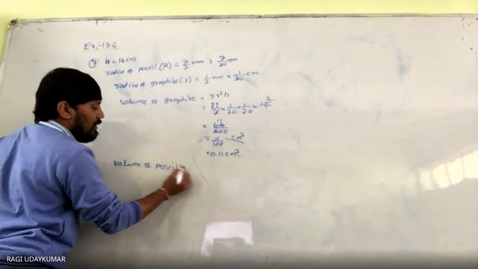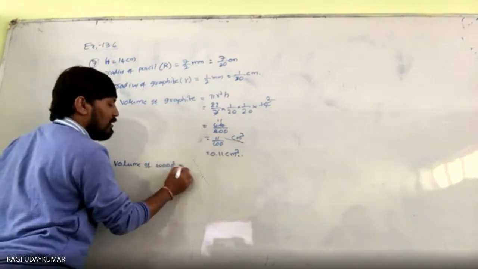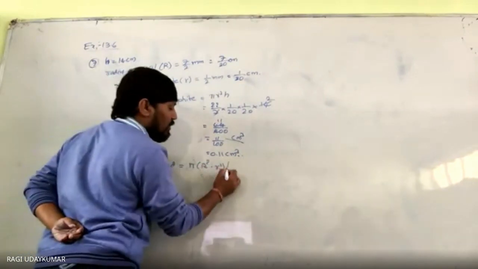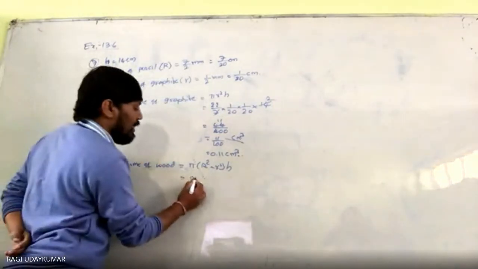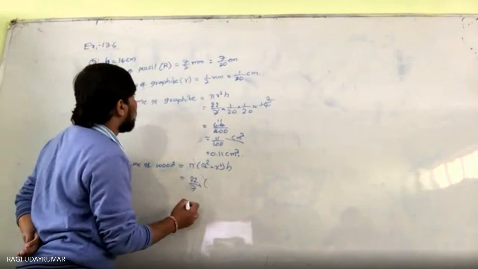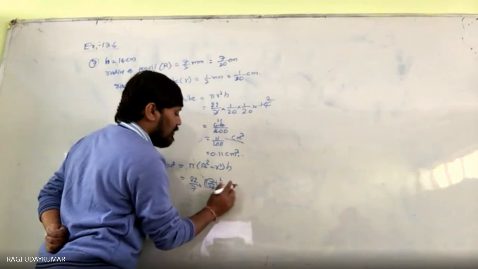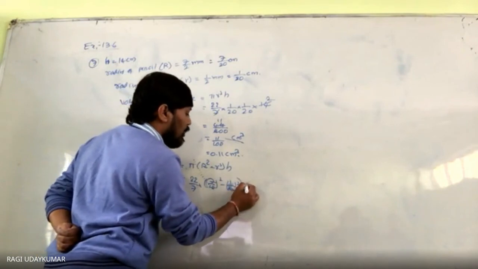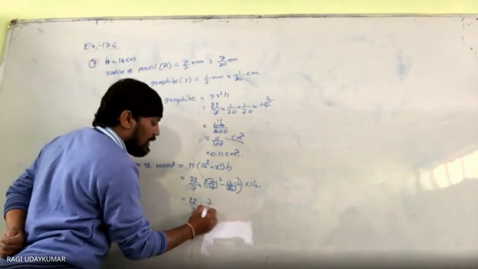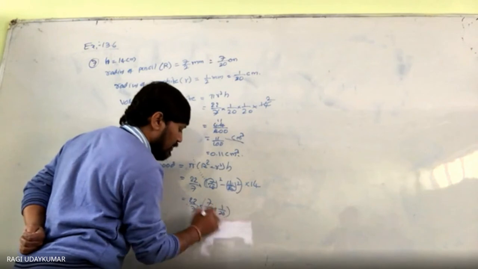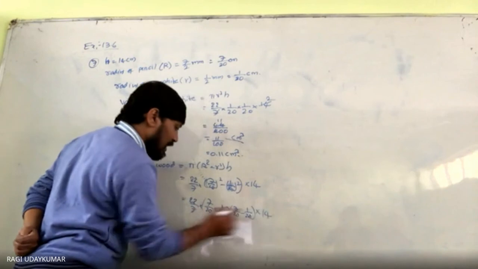You can also do it directly. Directly subtract together: volume of the wood is pi times capital R square minus small r square, times h. So pi is 22 by 7, capital R is 7 by 20 whole square minus 1 by 20 whole square, into h, 14. Simplify this. The 14 cancels with the 7 here.